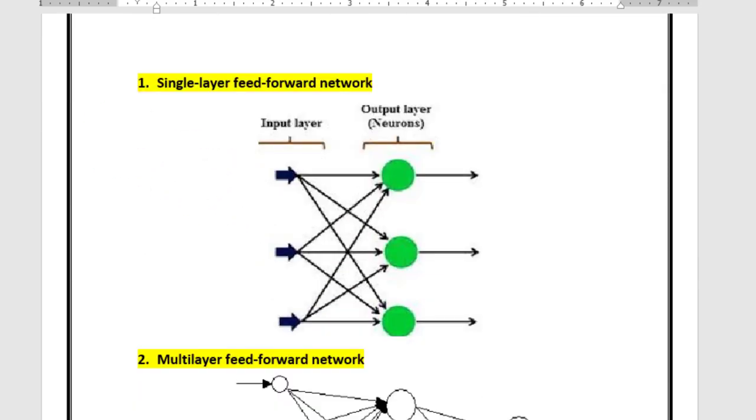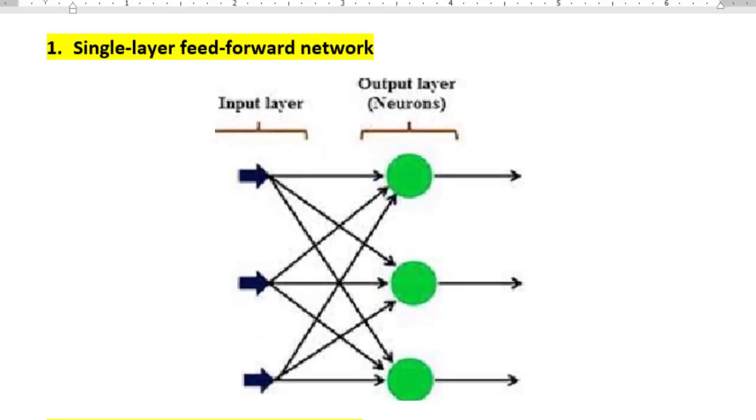Now we have different types of artificial neural networks. The first type is your single layer feed forward network. The first category is single layer.